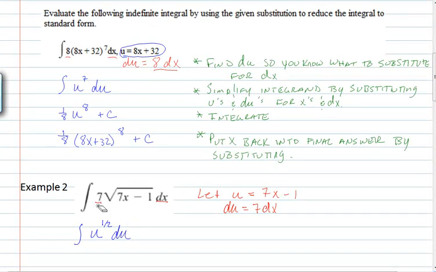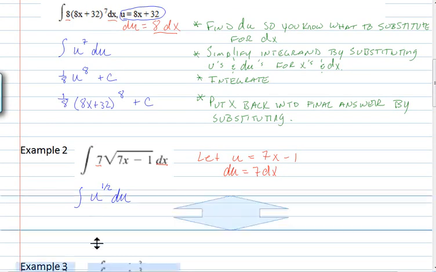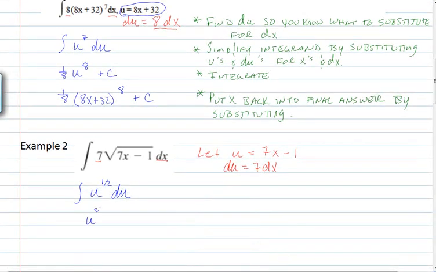And we had our du, that took the place of 7 dx, right? Okay, now let's integrate this. We add 1 to the exponent. That becomes u raised to the 3/2. It's u^(3/2) over 3/2. You divide by 3/2, and that gives you 2/3 u to the 3/2 plus c.